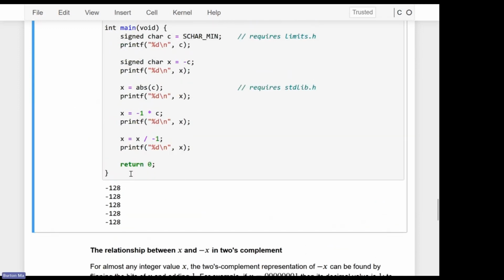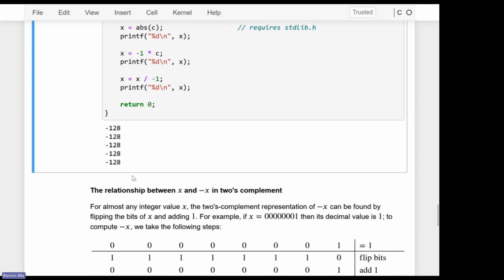Fortunately, there's only one value for which this is true. The most negative value can't be negated. You can't multiply it by negative one. You can't divide it by minus one. You can't take its absolute value.